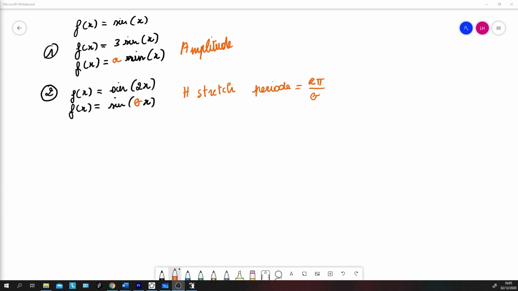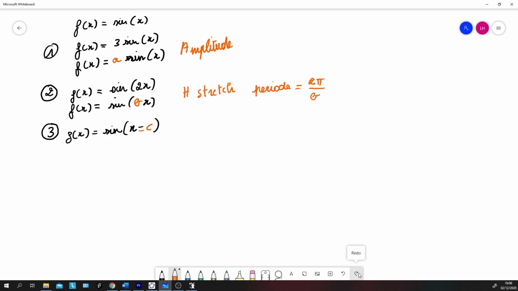Our third parameter is horizontal shift. The parameter for horizontal shift is c. In general, we get the function f(x) = sin(x - c). Beware of the minus sign.